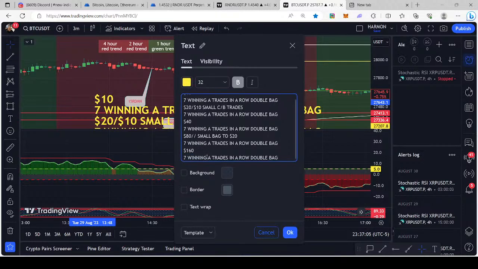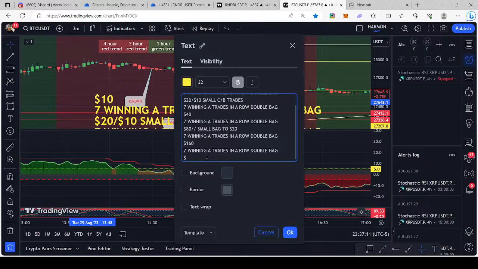And this basically repeats here. Once you get to the point where you win 7 more trades in a row and you get to that $320 bag, this is where you're going to increase your small bag to $50. Okay?